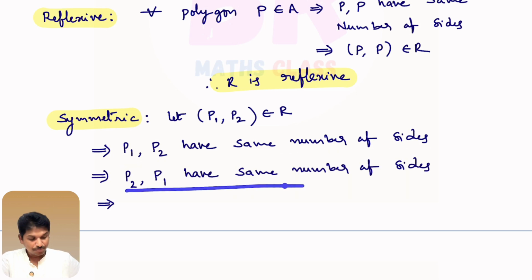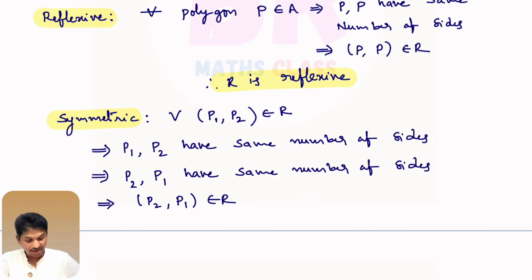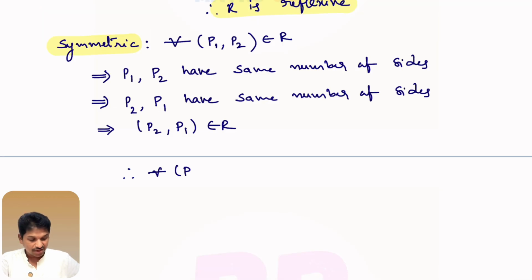As we got P2, P1 have the same number of sides, from this we can write the ordered pair (P2, P1) belongs to R. So for any (P1, P2) belongs to R, (P2, P1) also belongs to R. Here I'll write for any. So therefore, for any ordered pair (P1, P2) belongs to R implies the ordered pair (P2, P1) belongs to R. This tells you that the relation R is symmetric.